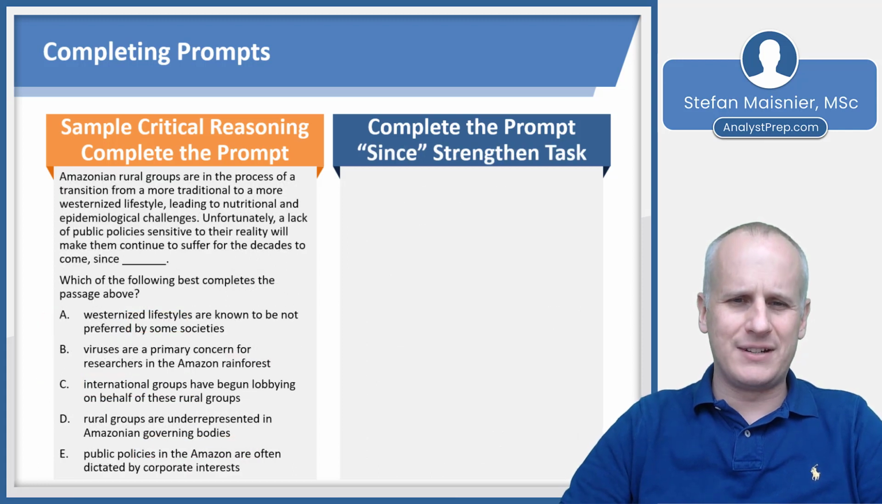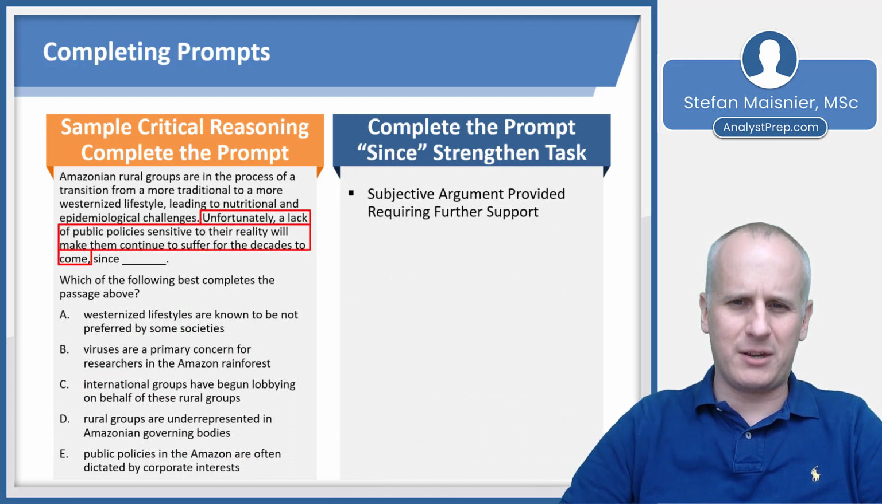So we've got another example here, and this is going to be what we like to call a since strengthen. So we've got a subjective argument provided requiring further support here, and we've got that here if we read the full paragraph to the highlighted sentence.